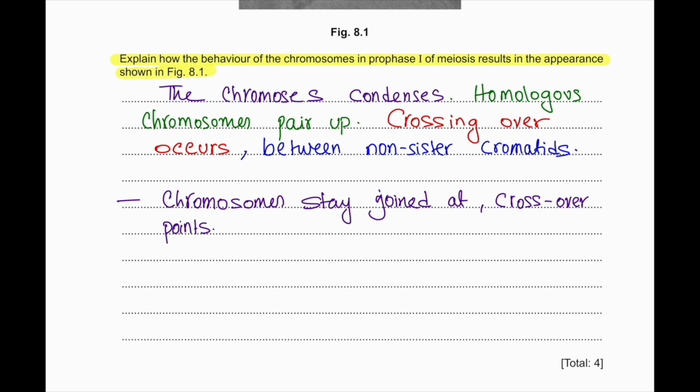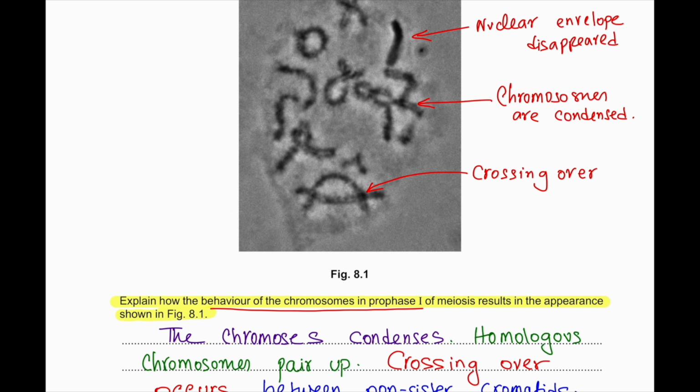Now, the reason the answer is like this is because our question says that we have to give the behavior of the chromosomes in prophase 1. So, we just have to mention the behavior of the chromosome only.